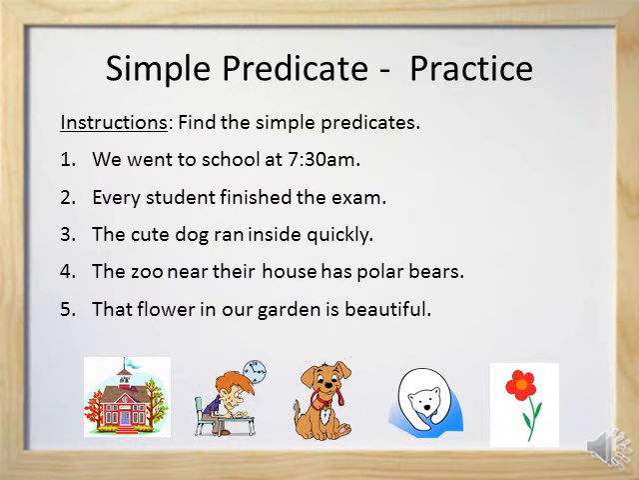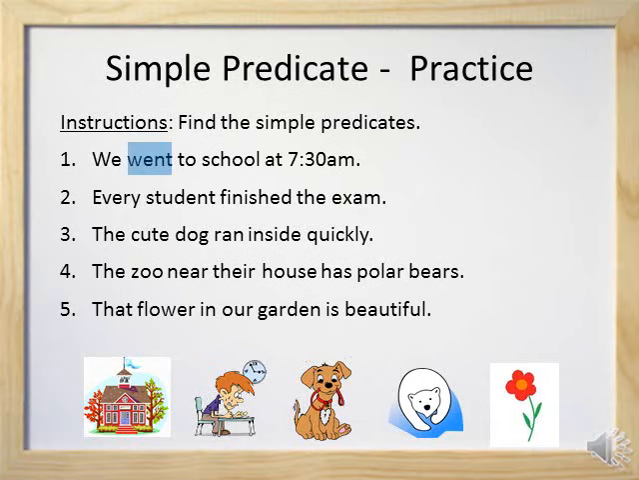Number 1. We went to school at 7:30 a.m. Before we identify the simple predicate, let's find the subject. That'll help us. Who or what is the sentence about? The answer is we. So we is the subject. Now, to find the simple predicate or verb, we have to ask the question, what did the subject we do? Or what is the action that we did in this sentence? The answer is went. So went is the simple predicate and the verb of the sentence. Remember that the simple predicate is only one word.